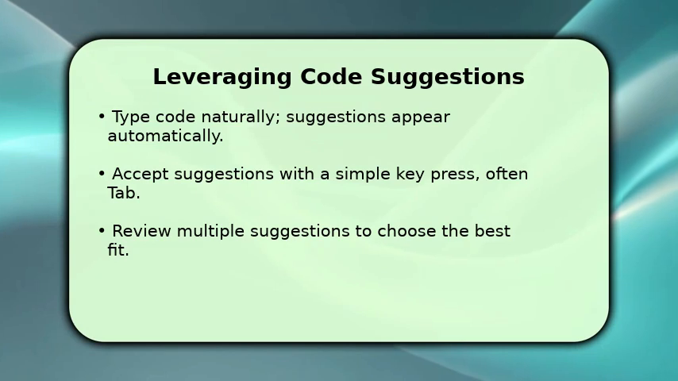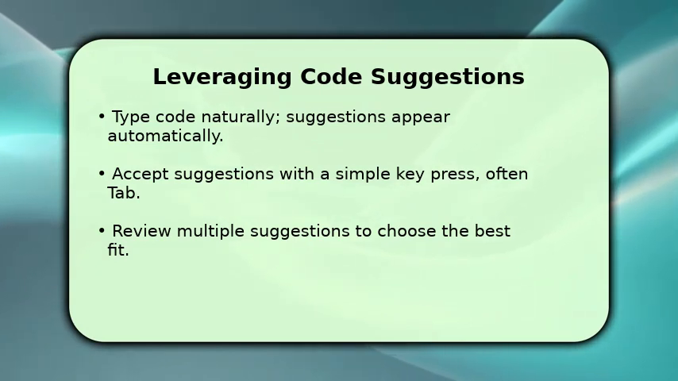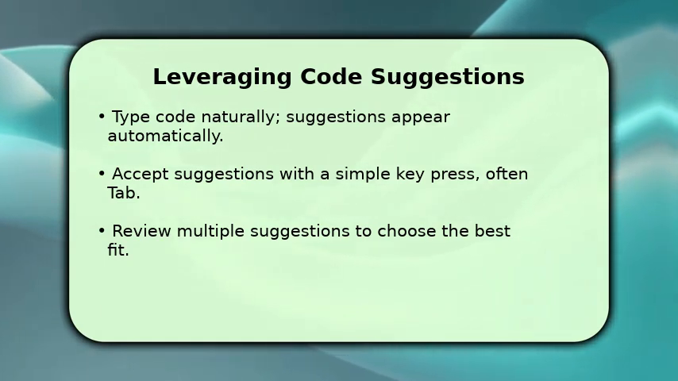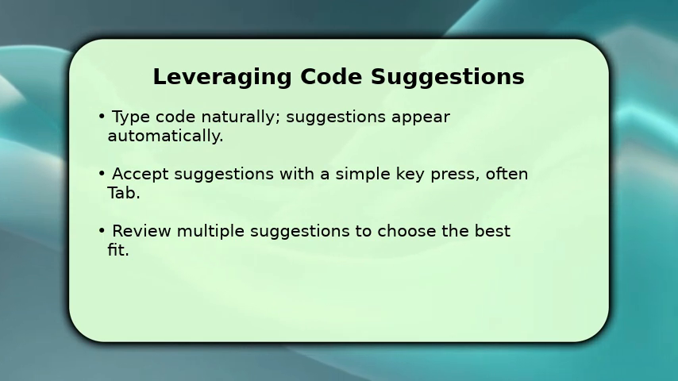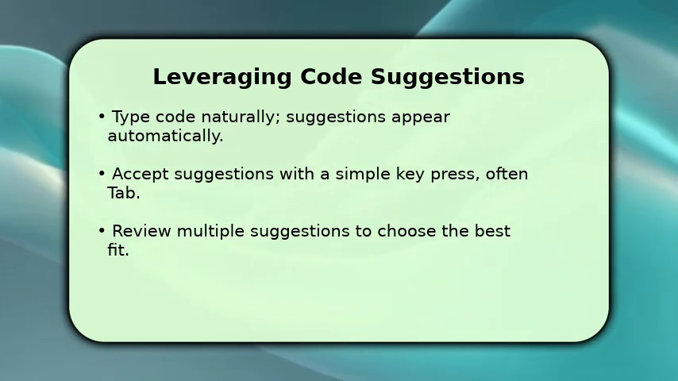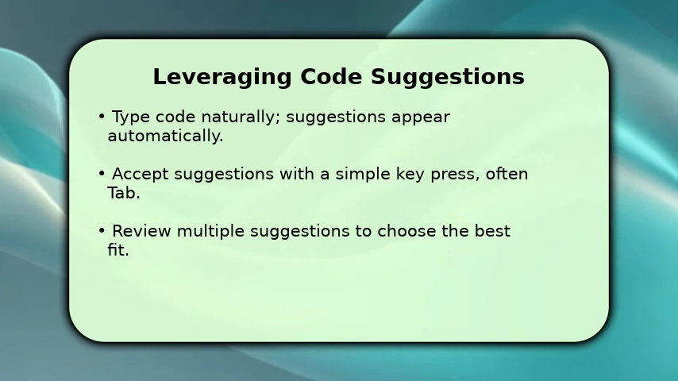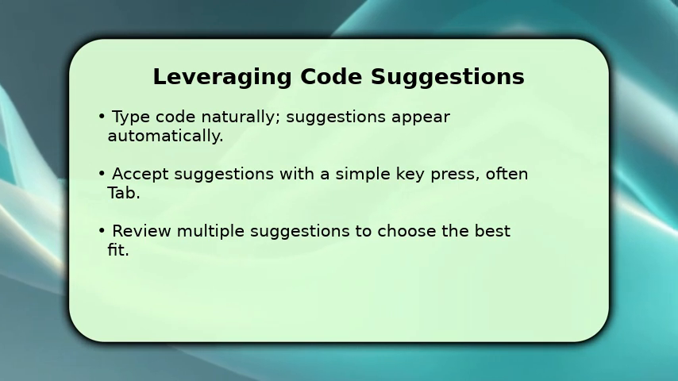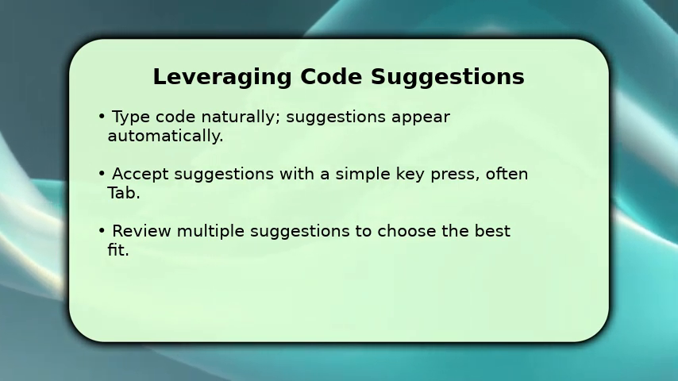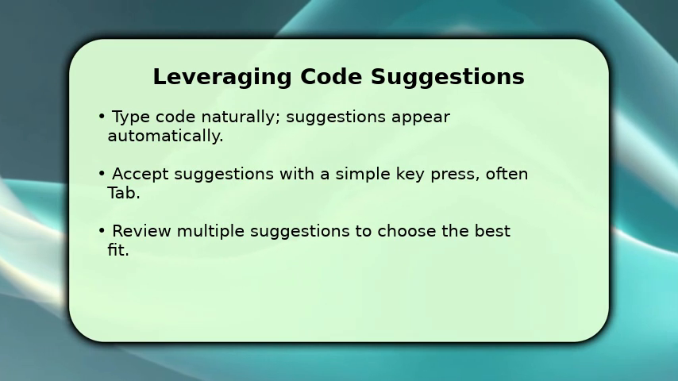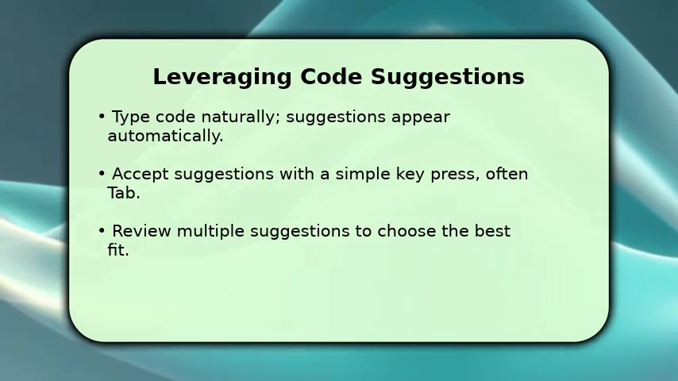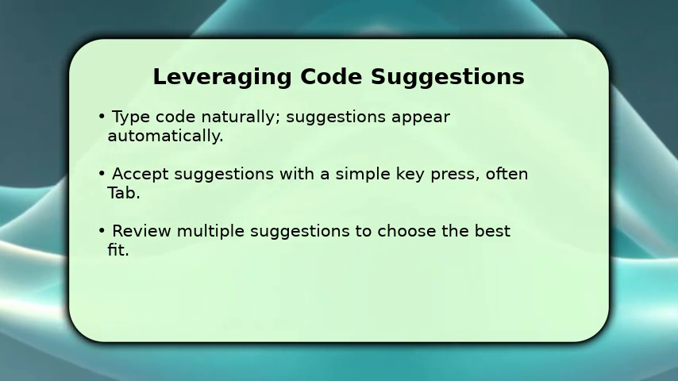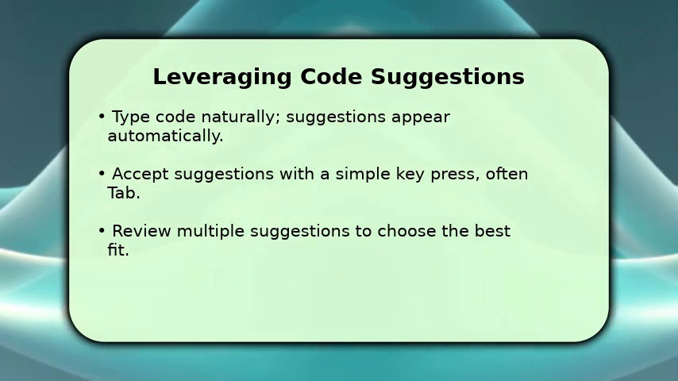Once set up, using Code Assist is intuitive. As you type, intelligent code suggestions will appear automatically. You can accept these suggestions with a quick key press, typically the Tab key. Sometimes, multiple options will be presented, allowing you to select the most appropriate one for your context. This feature significantly reduces typing and helps maintain code consistency across your projects, saving you valuable development time.